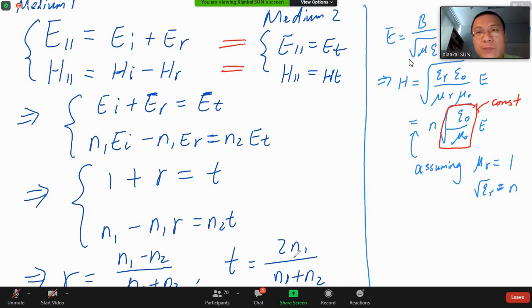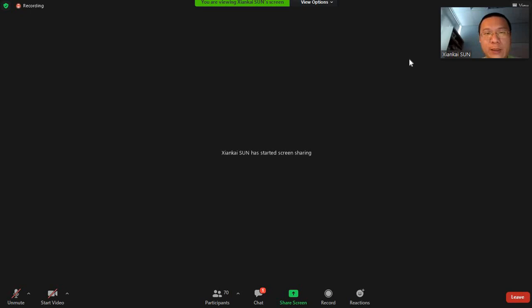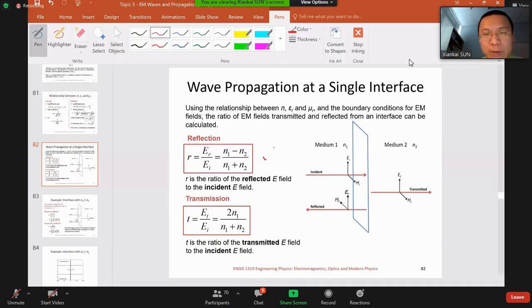Okay, then I'm going to close this whiteboard and return to the PowerPoint slide. Alright, so just now I've shown you how we can derive the expression for R and T in terms of N1 and N2. So next let us look at several specific examples.